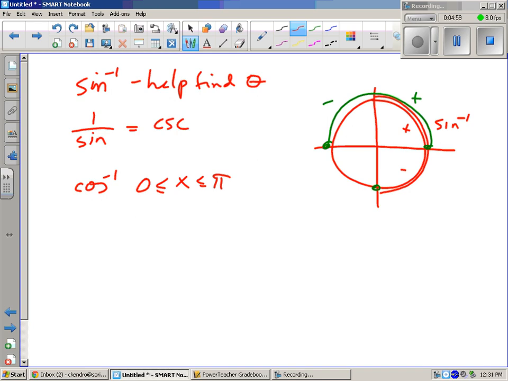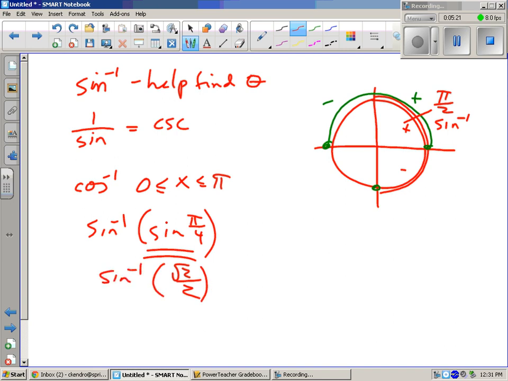Knowing that, let's do a few problems here. Let's take, what's the inverse sine of the sine of pi over 4? Let's think about just this right now. Sine of pi over 4, it's in the first quadrant. Hopefully you all know by now that that's root 2 over 2.